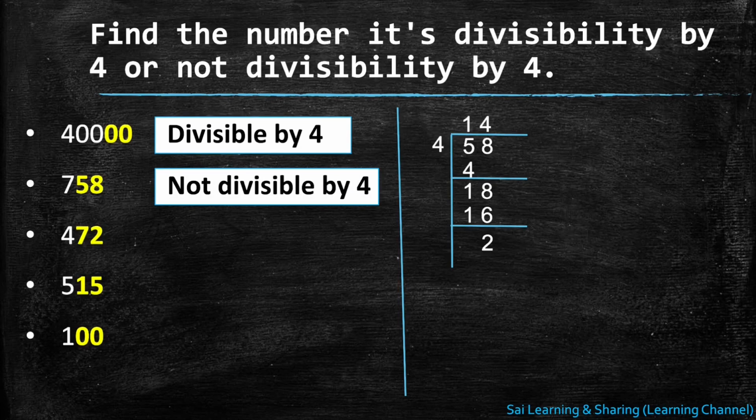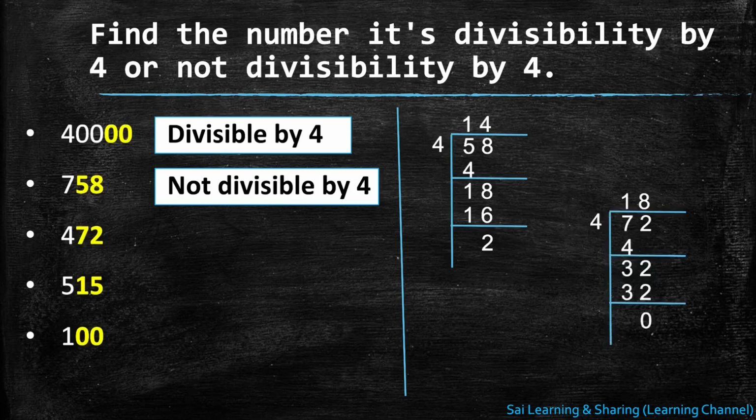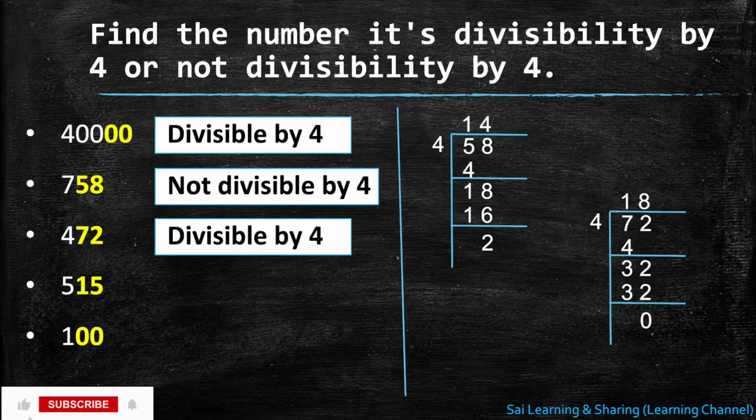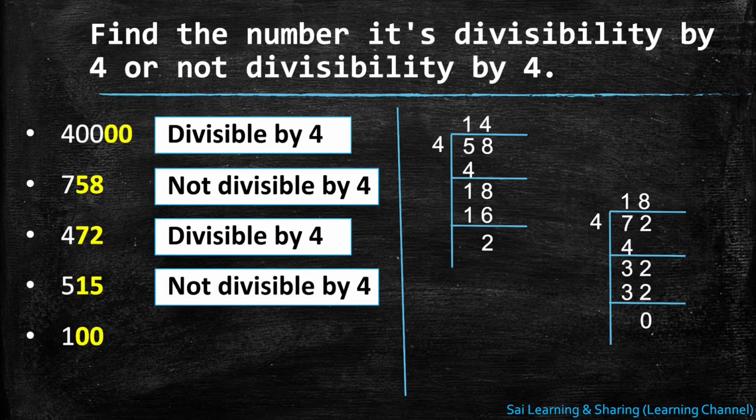The next question, we should divide this too. As we see here, when we divide this, 72 divided by 4, we get 18 and the remainder is 0. So it is divisible by 4. Hence, the remainder is 0. Now, 515. As you see, in the 515, the highlighted part, 15, is not a multiple of 4. So it is not divisible by 4.